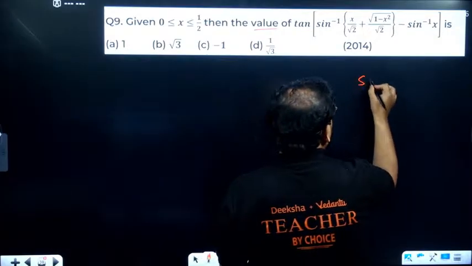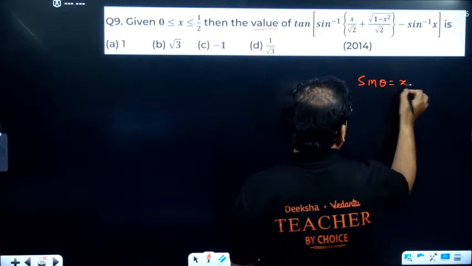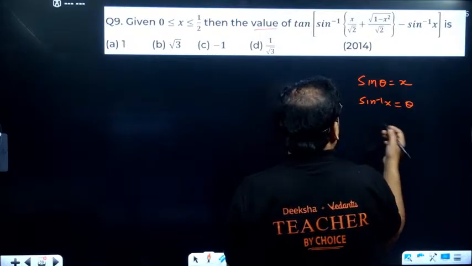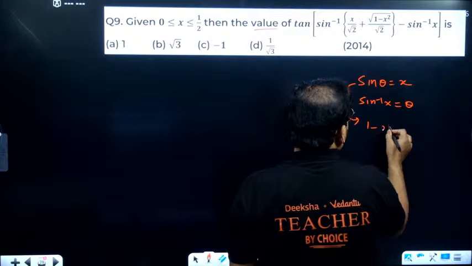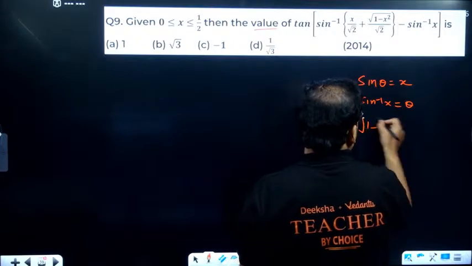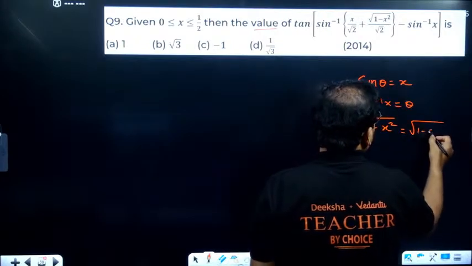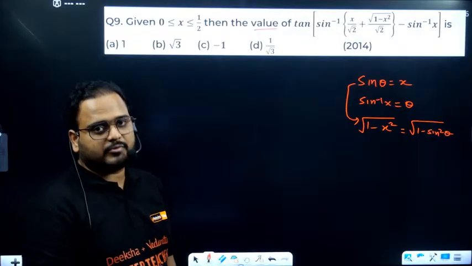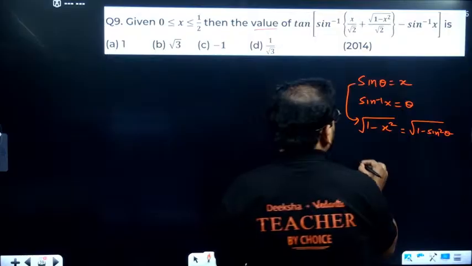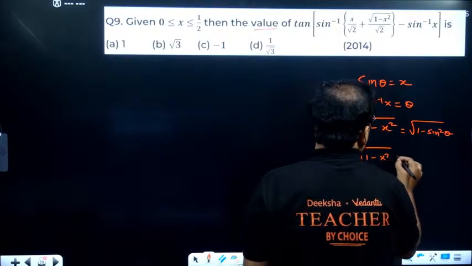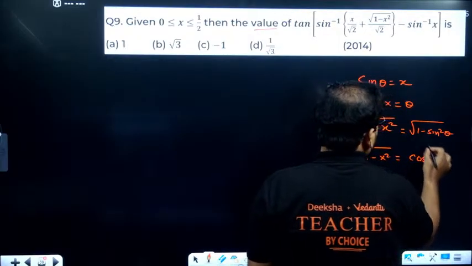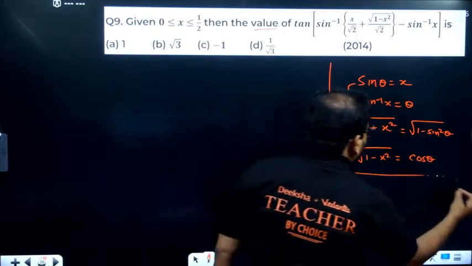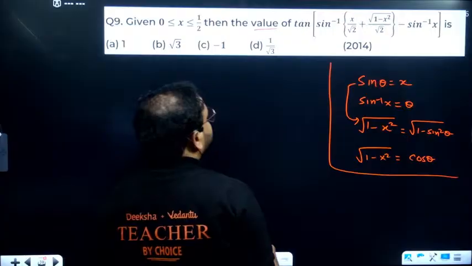So take this value as sine theta equal to x. So sine inverse of x is theta. Okay. And if you check from here, root of 1 minus x square is nothing but root of 1 minus sine square theta. Because if you take x as sine theta, 1 minus x square is 1 minus sine square. So I'm getting this value as cos theta, because 1 minus sine square is cos square. Root will make it cos. This is good, sir. So just start from here.